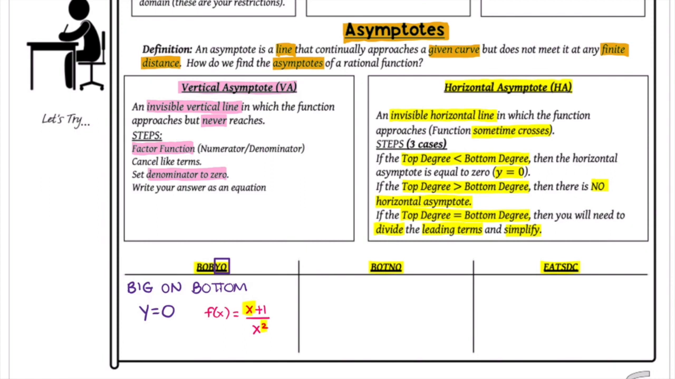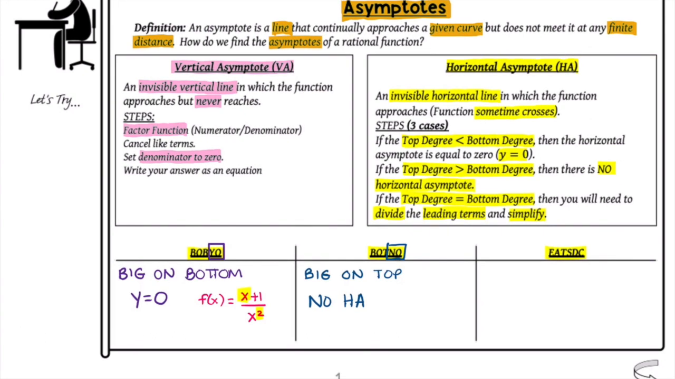Second case, we have BOTN. BOTN means big on top. Big on top, no. BOTN means no horizontal asymptote. So if we have our function f of x equal x squared over x plus 1, again, we're focusing on the exponent. Here we have x to the second, x to the first. We have a big on top case, which means there is no horizontal asymptote.